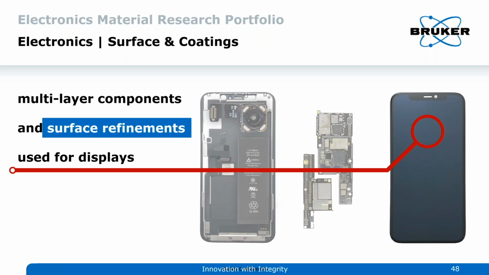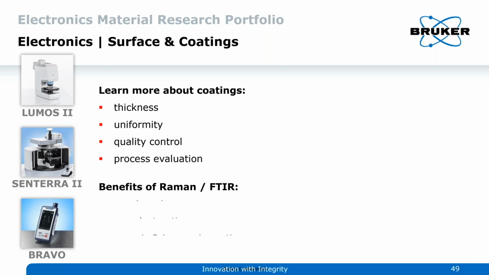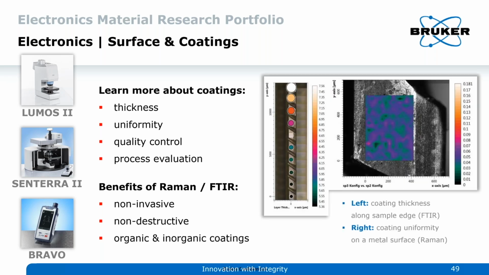And the last example is looking at surface refinements or issues that might be right on the polymer surface. So looking at the coating thickness, uniformity, quality control, process evaluation. So again, non-destructive and looking at both organic and inorganic coatings. In this case, we're looking at the coating thickness. This can be determined directly in the software, and you can see the thickness on the right here on the scale.